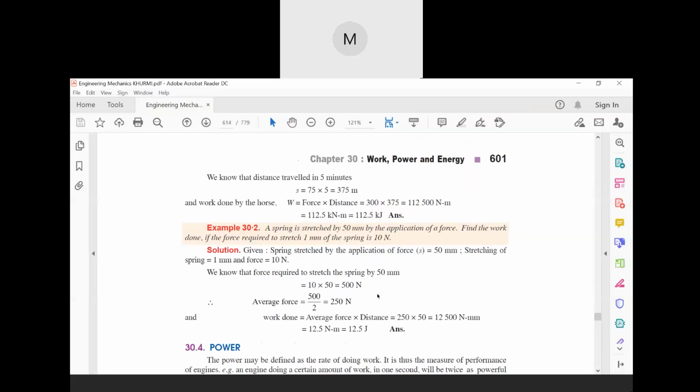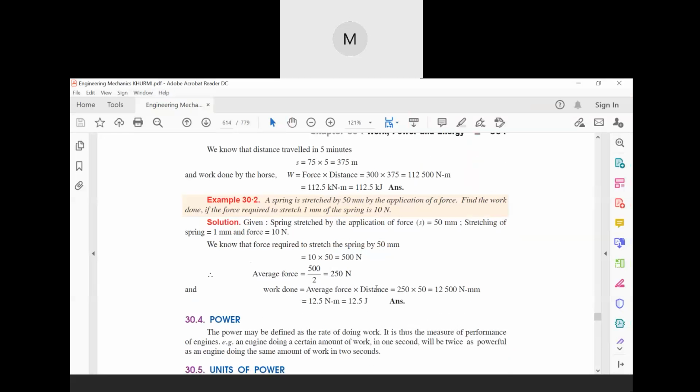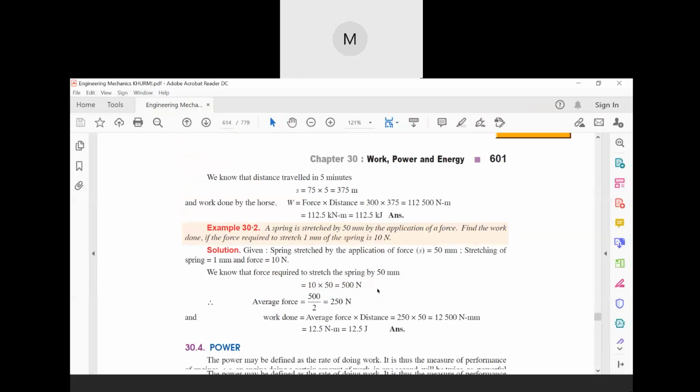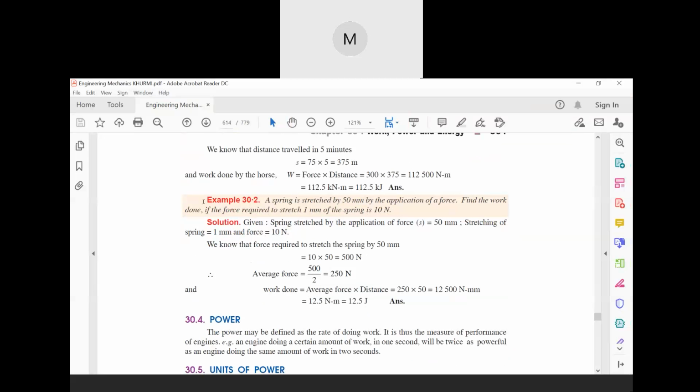Can you see the screen? The power topic we'll be discussing in the next class only. We'll do numericals on power in the next class. So here, the force is for 50 mm. That is why they have taken 500 by 2, because for each mm it may be different, so the average of all the forces is taken. Then work done is average force into distance. As simple as that.